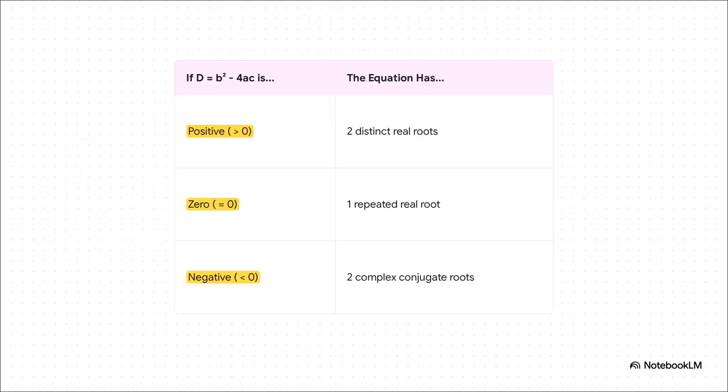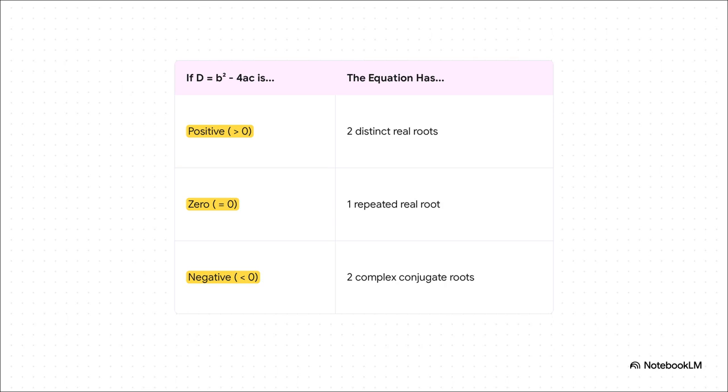And here's why it's a master key. Just by figuring out that one number, you can basically predict the future of the equation. If that number turns out to be positive, you know for a fact you're going to get two different real solutions. If it's exactly 0, you're getting one single repeated root. And if it's negative, well, that's when you know you're heading into the world of complex numbers. You're going to get two complex solutions.